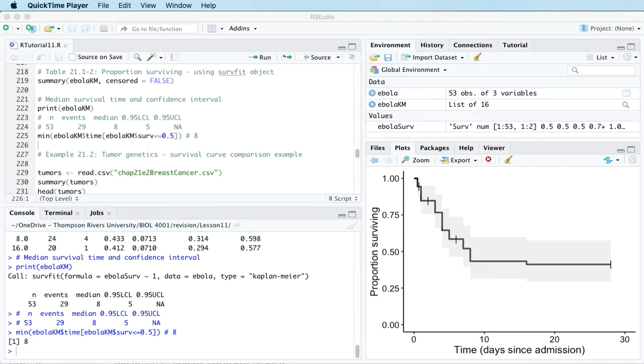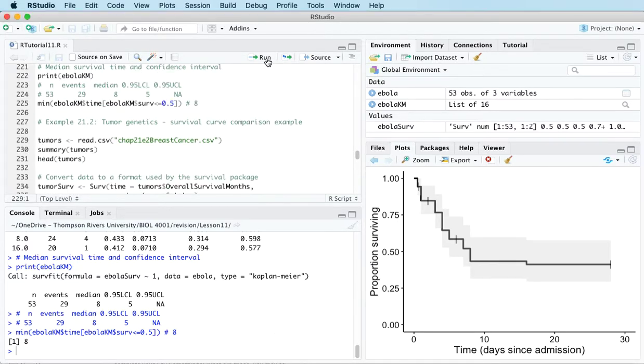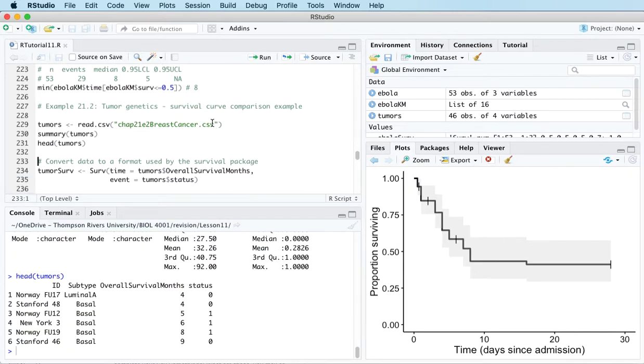In the last video, we looked at survival analysis for a single survival curve, and in this video we're going to extend that to comparing two different survival curves. The example that we have is on tumor genetics. There are patients here with a different subtype of cancer. One is the basal subtype and the other is the luminal A subtype.